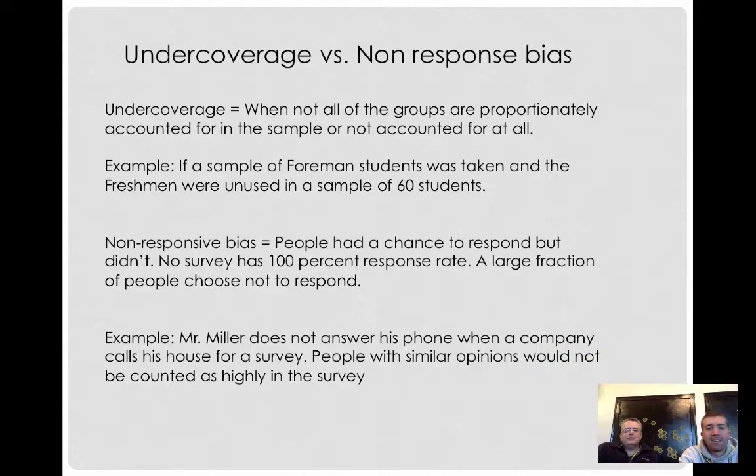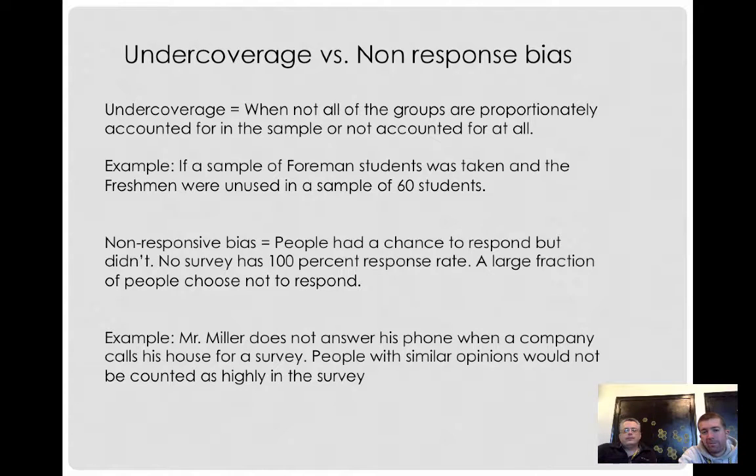So the first thing is undercoverage versus non-response bias. Very similar, but there are some differences. Undercoverage is when not all the groups are proportionally accounted for in the sample, or they're just not accounted for at all. So that's actually in the study, in the sample that you choose. They were just left out. It's not like they didn't choose to respond. They were never asked.